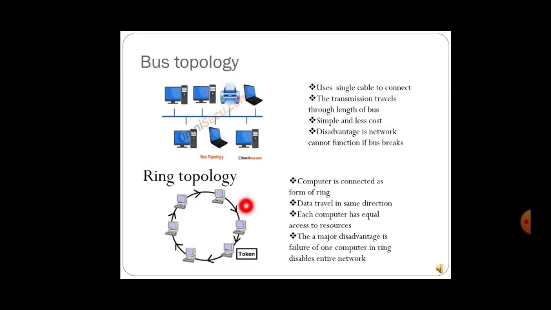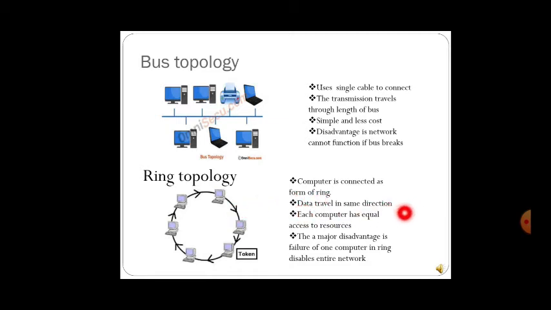Now let us see what is ring topology. Computers are connected in the form of a ring. You can see the computers connected in the form of a ring here. Data travels in the same direction. Suppose this is the first system and this is the fourth system. It has to go through the second system and then the third system. Each computer has equal access to the resources. Here all the computers have equal access.